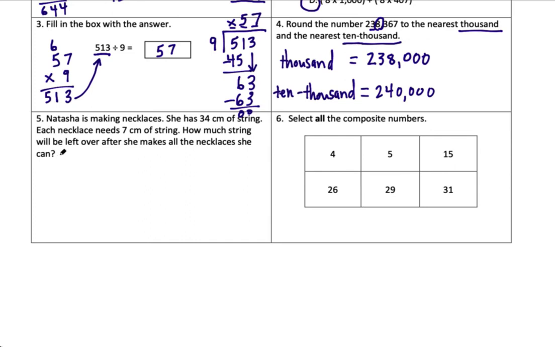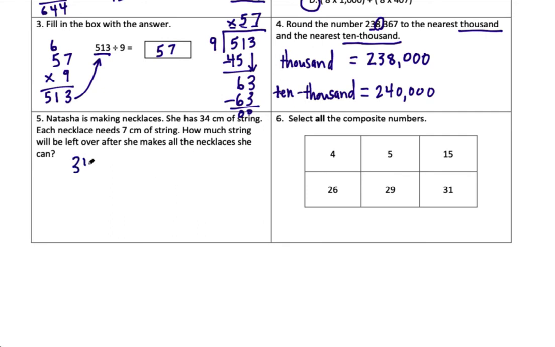All right, number 5. Natasha is making necklaces. She has 34 centimeters of string. Each necklace needs 7 centimeters of string. How much string will be left over after she makes all the necklaces she can? So here we want to use the remainder. How much is going to be left over after she uses all of the string to make necklaces?